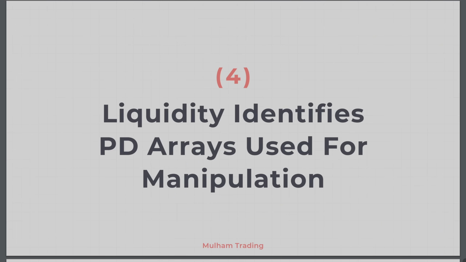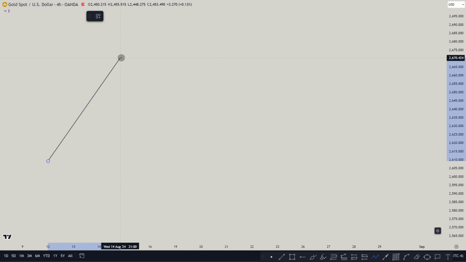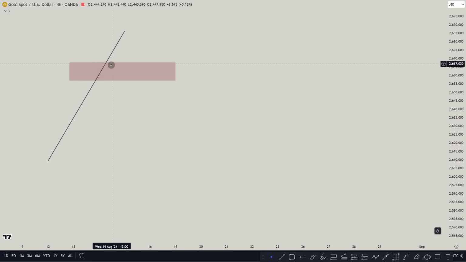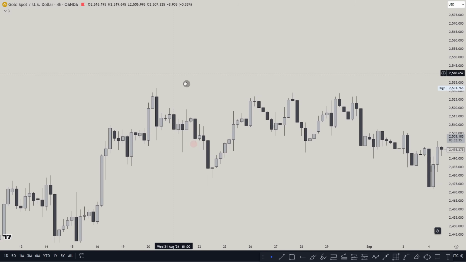Let me show you an example. So let's say that we have price going up and then reaching this point, and we had a bullish fair value gap that is created here. Now, there is no liquidity sweep here, or if there is one, let's forget about it for now. If price sweeps a liquidity level here, that is after the creation of the PD array, most likely that's a manipulation fair value gap or manipulation PD array in general. Let me show you how.